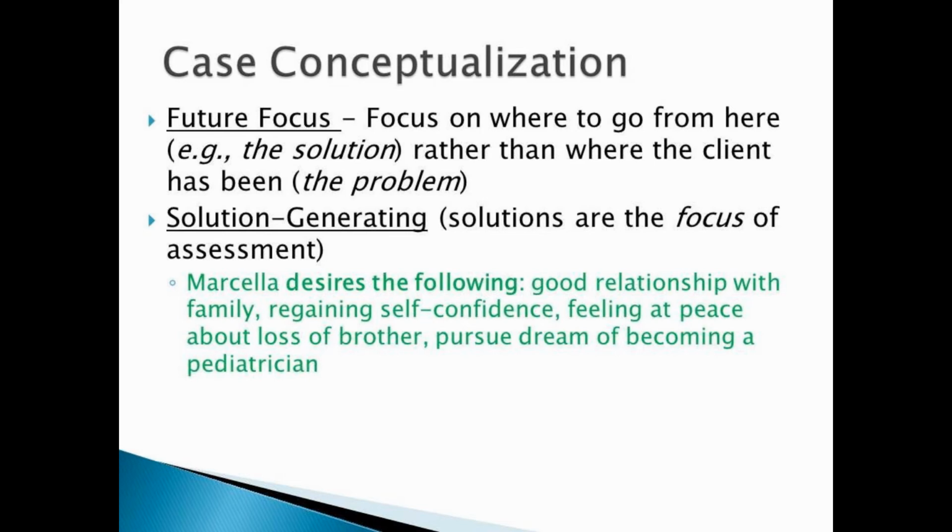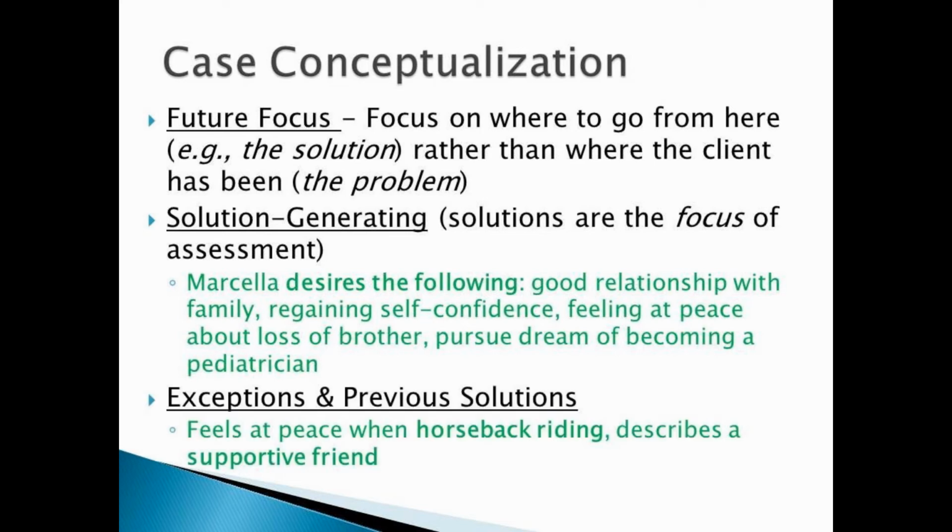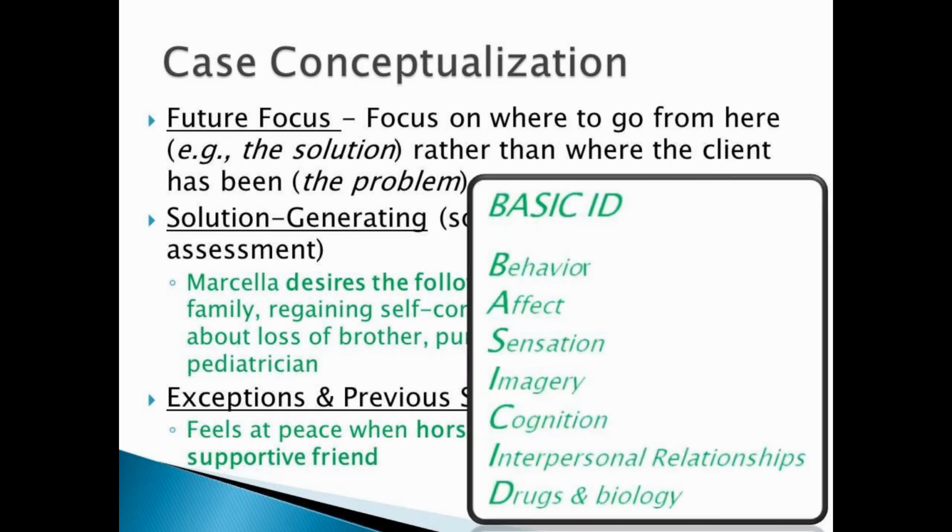Next, we incorporate exceptions and previous solutions into the case conceptualization, and for Marcella, this includes exceptions such as horseback riding and a supportive friend, which in both cases would be helpful when considering concrete solutions to her problems. Now please note that the future-oriented FST case conceptualization platform is much different from that of other models such as the basic ID, which we used for the CBT model. So at this point, think about which one or both resonates most with you.